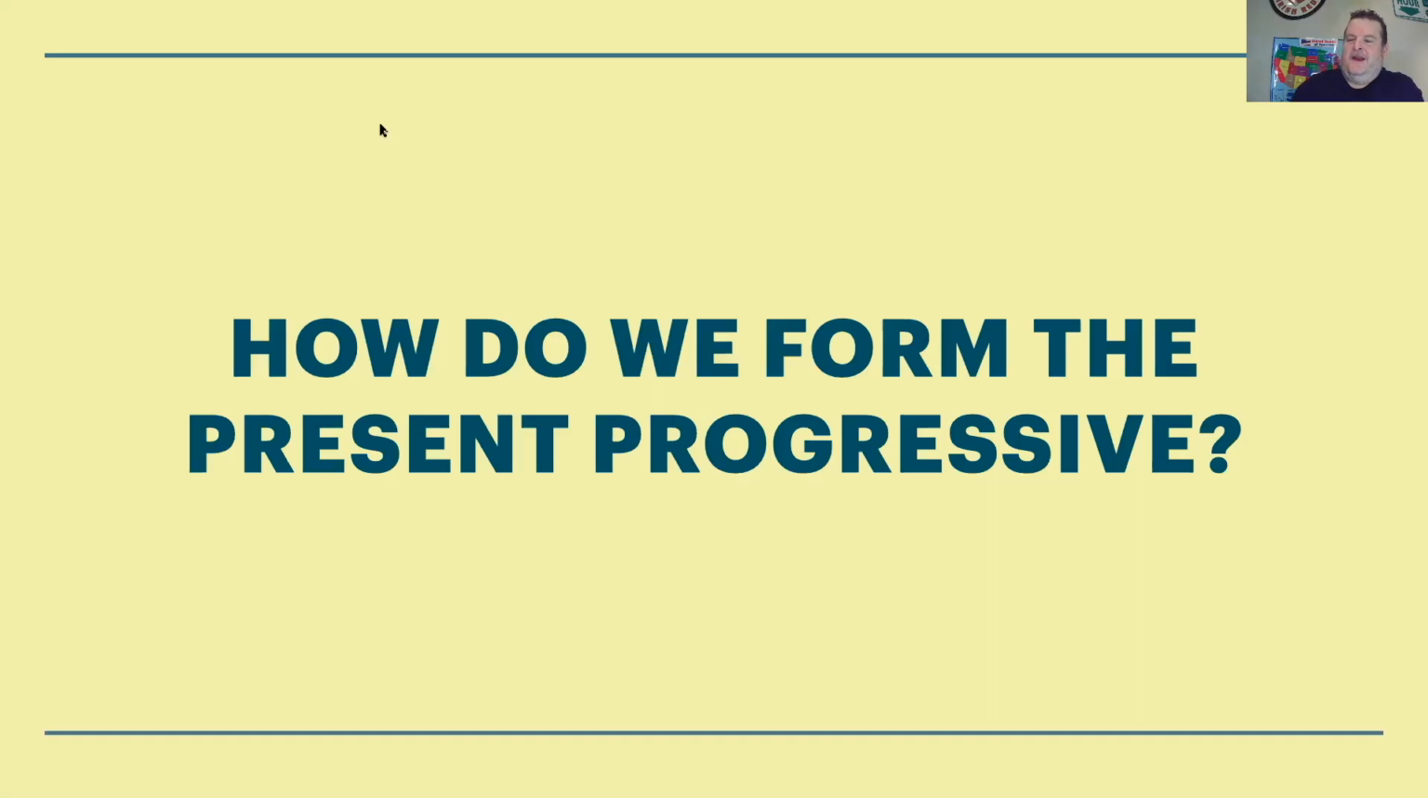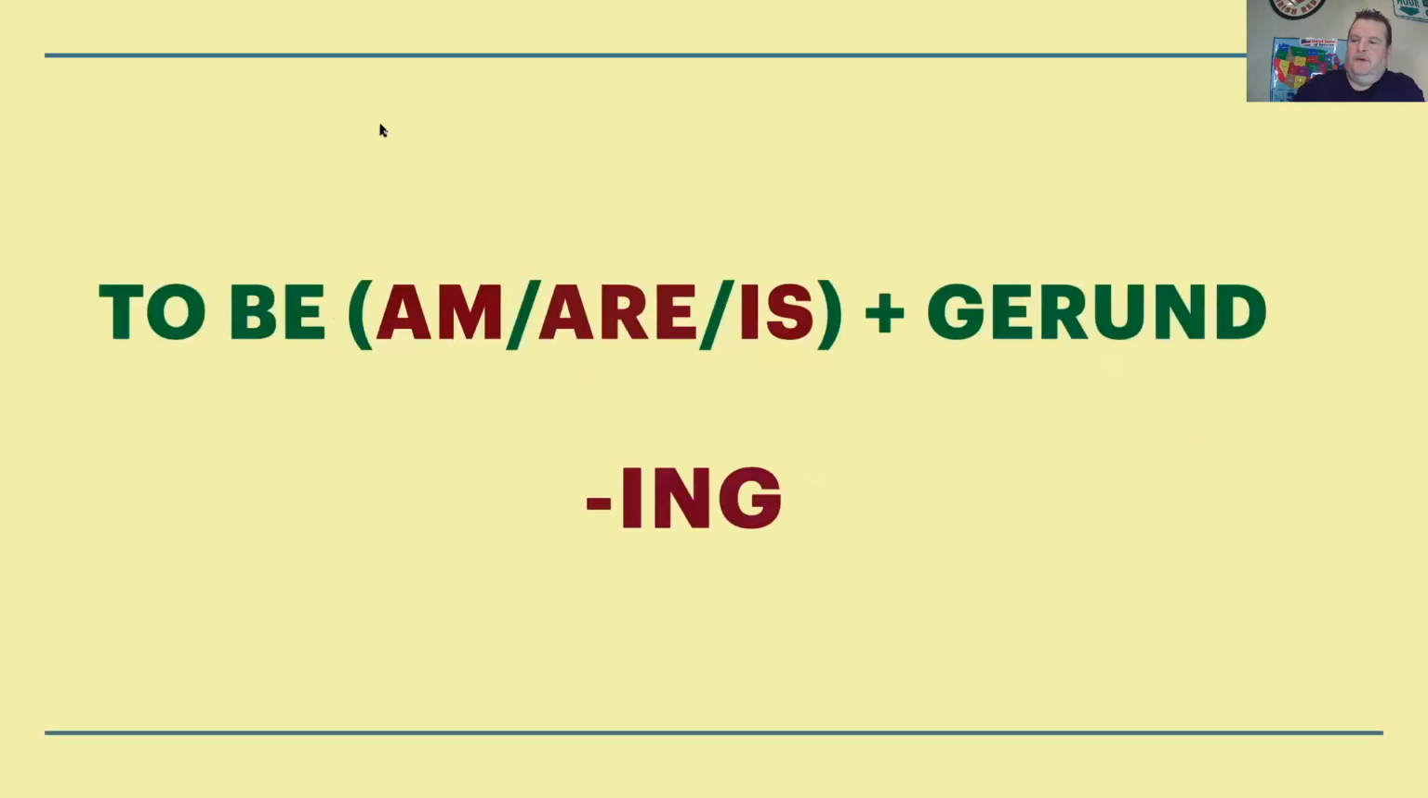Great. Now, how do we form this present progressive tense? Well, it's another helping verb. It's not do this time. It's going to be to be. And this time you're going to have three different forms. There's going to be an am, an are, and an is. So you'll use one of those, and then you'll use the gerund form of the verb, or the present participle is another way you may hear this form described. What's that? That's that form of the verb that's going to end in ing.